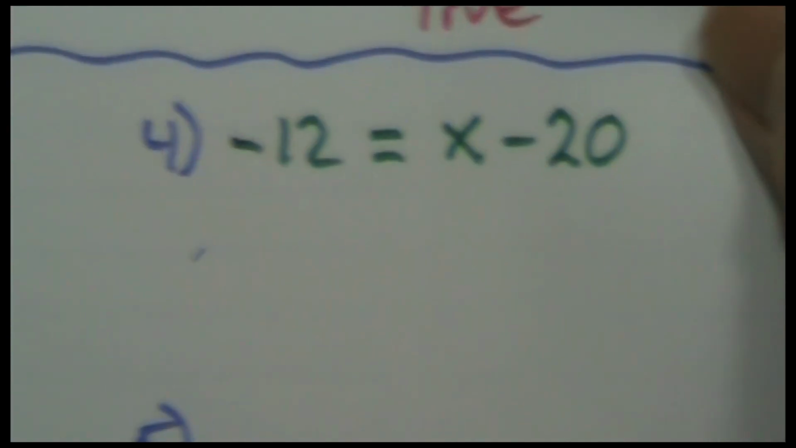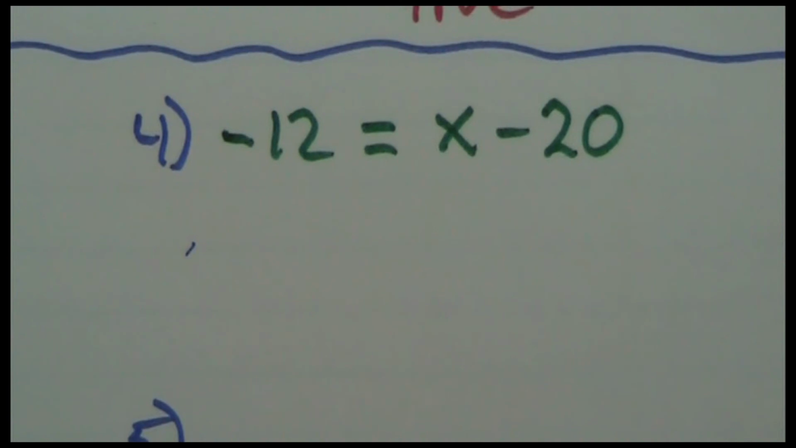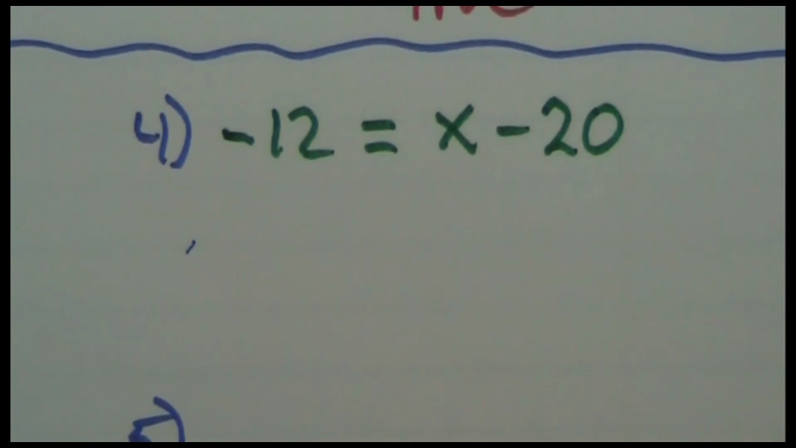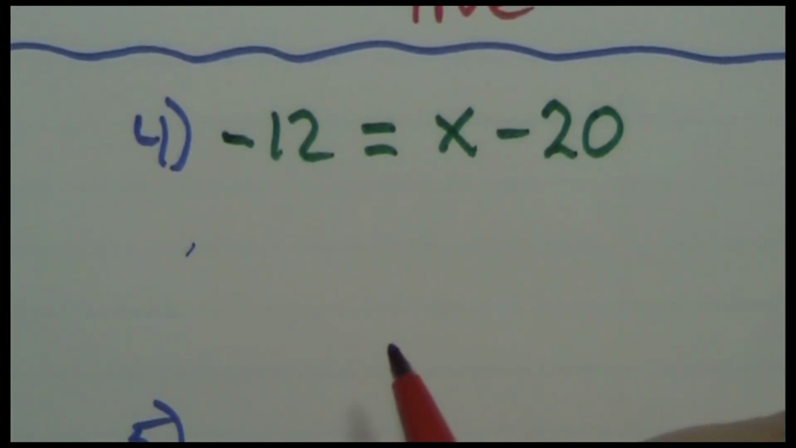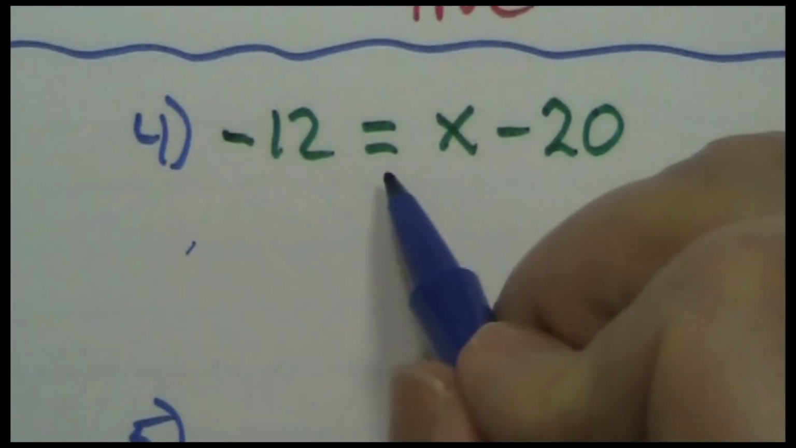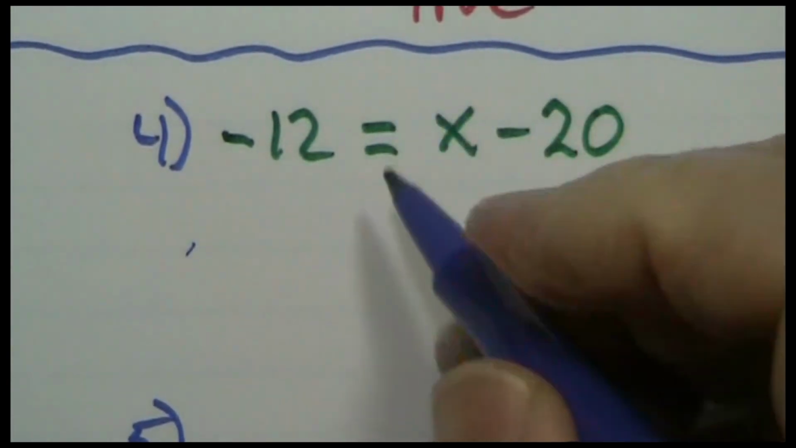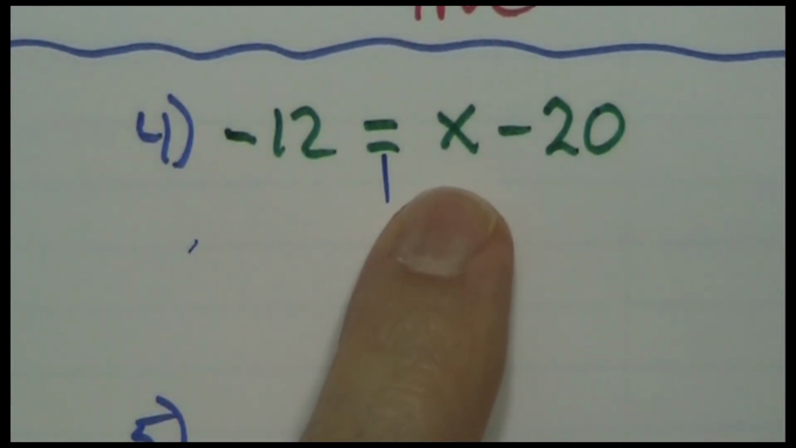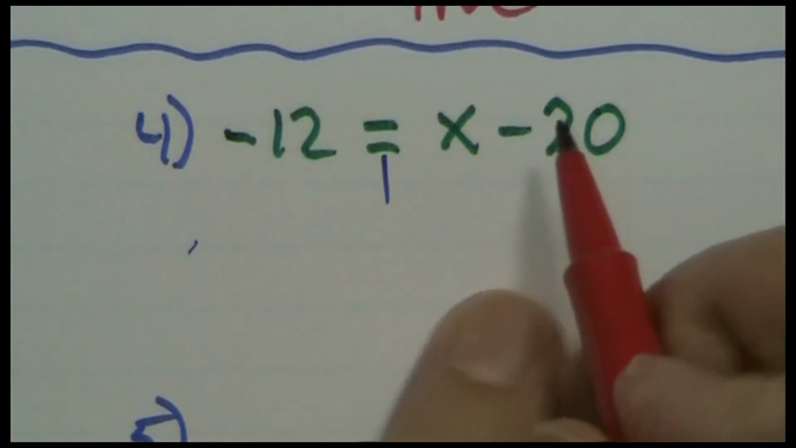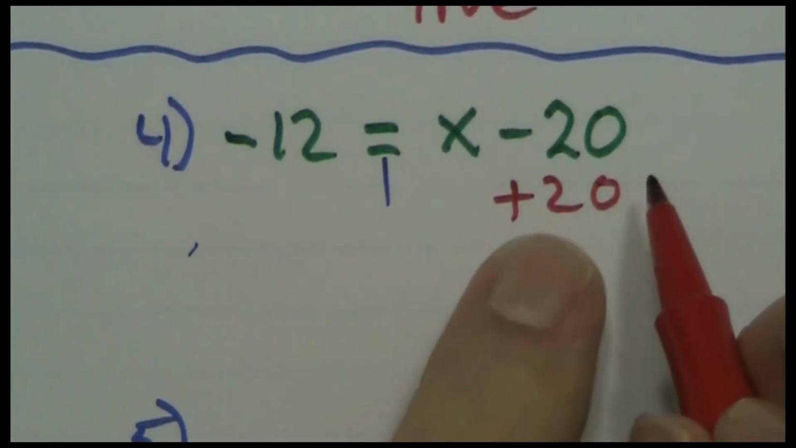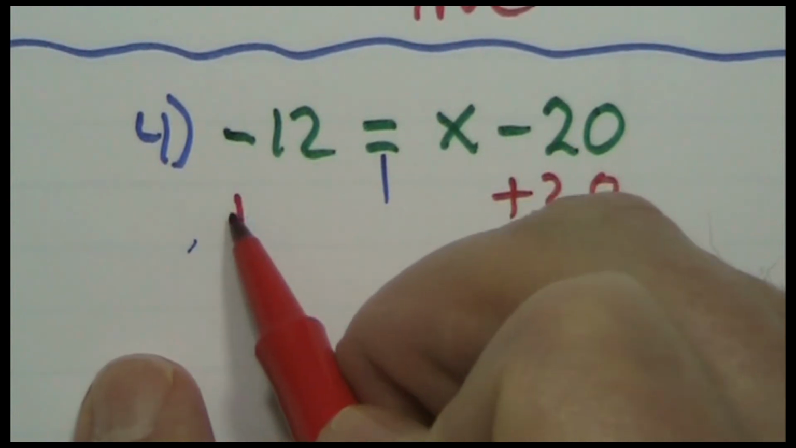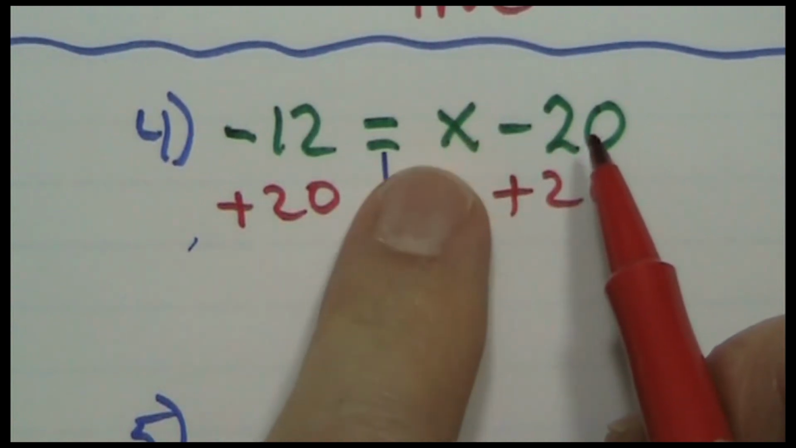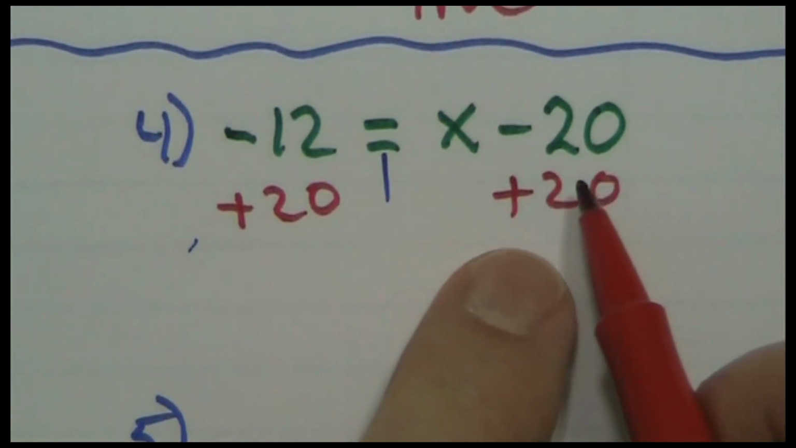We zoom in. So we have negative 12 equals x minus 20. Now remember, you have a left and a right side. So let's see. We want the letter by itself. So get rid of minus 20. You do the opposite. You add 20. But do the same to the other side. That's how you know what to put down. You look to what gets the letter by itself. Adding 20 does.